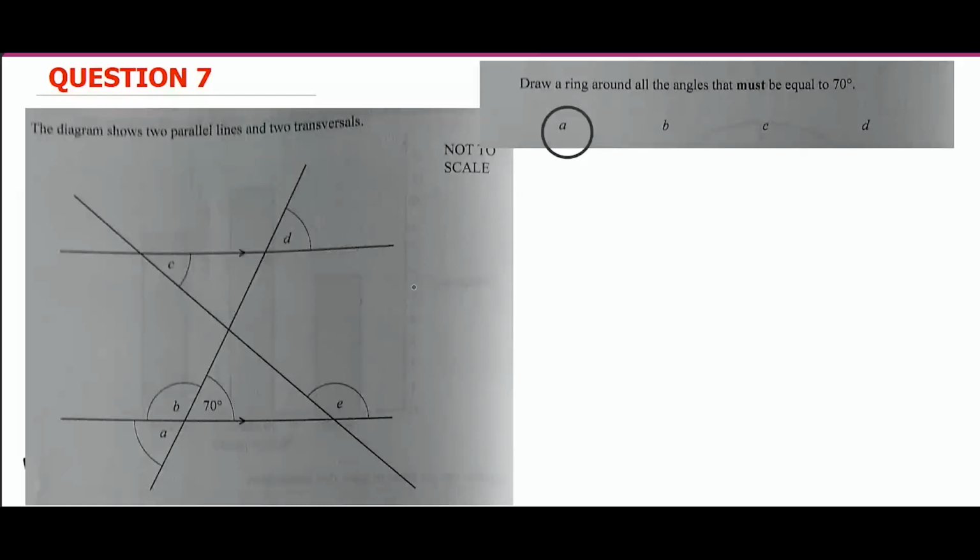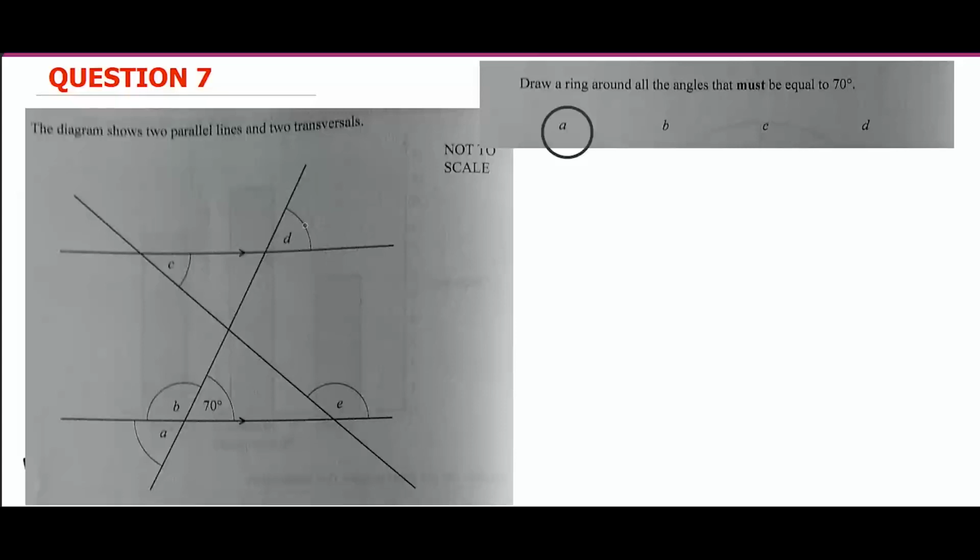Let's look at B. B cannot be 70 degrees because B and 70 degrees are angles on a straight line, and they add up to 180 degrees. Let's go to C. If you look at C very well, C and angle E are corresponding angles. So it's C and E that will be equal. It has no connection with 70 degrees.